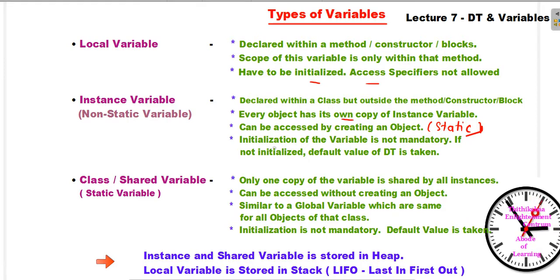And I told initialization is not mandatory. If it is not initialized, it will take the default value. For numbers it is 0, and for strings it is null, and for object references also it is null.